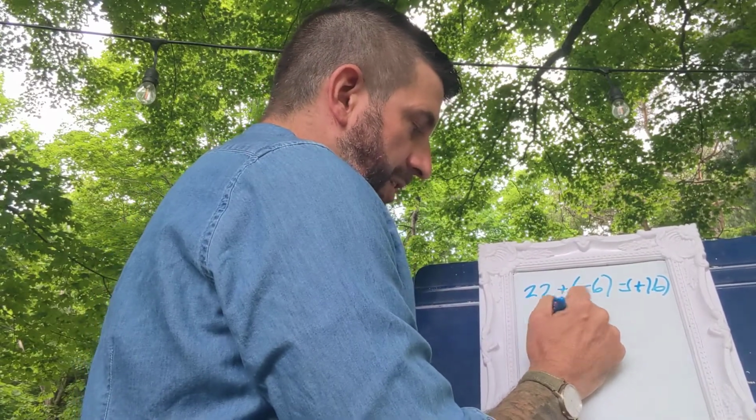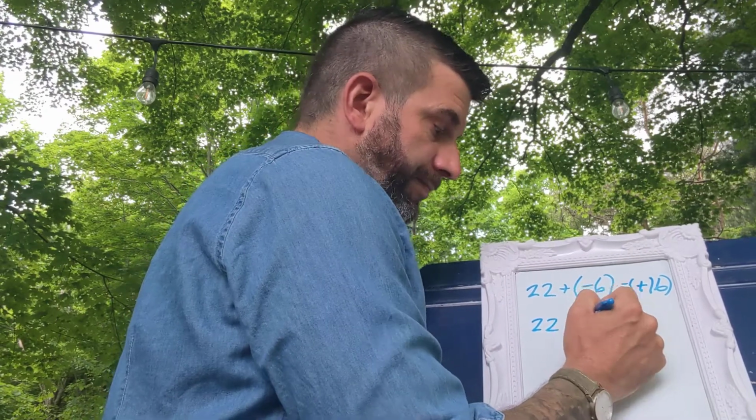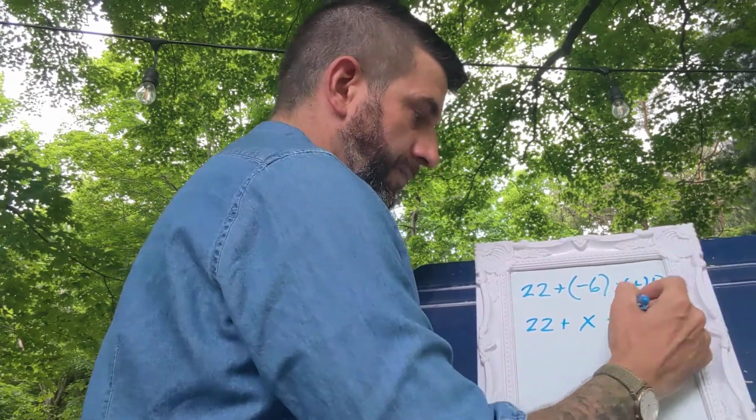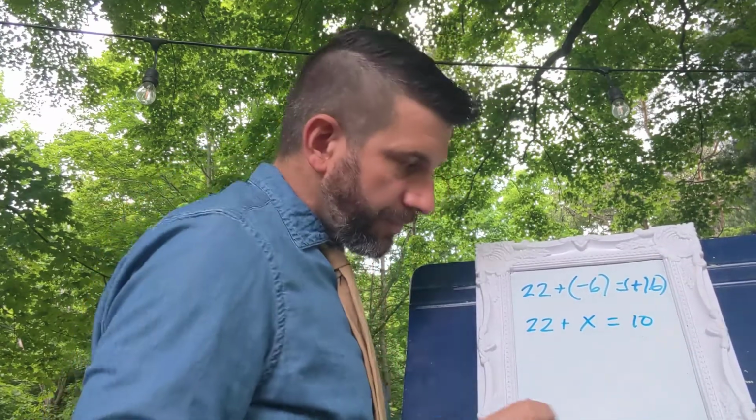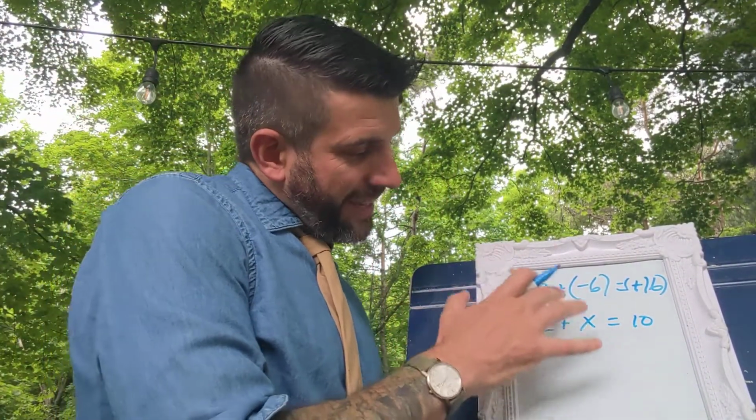Let's mess with it a little bit. 22 plus x equals 10. Okay, so now I've got an equation. 22 plus something equals 10.